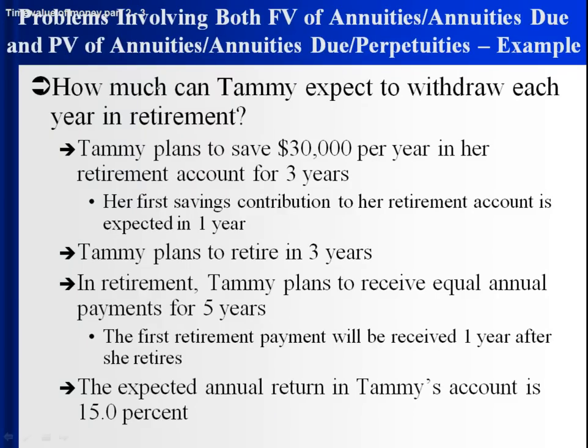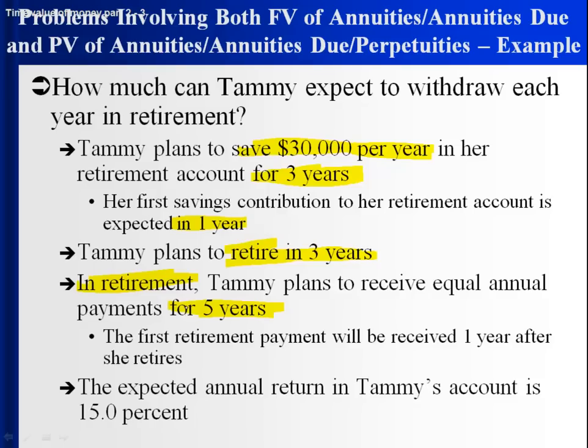So let's take a look at an example. How much can Tammy expect to withdraw each year in retirement? So she's going to save $30,000 per year for 3 years. So we know she's going to make 3 contributions, 30, 30, and 30. The first one is expected in 1 year. Then in 3 years she plans to retire. In retirement, so when she retires, she plans to receive equal annual payments for 5 years.